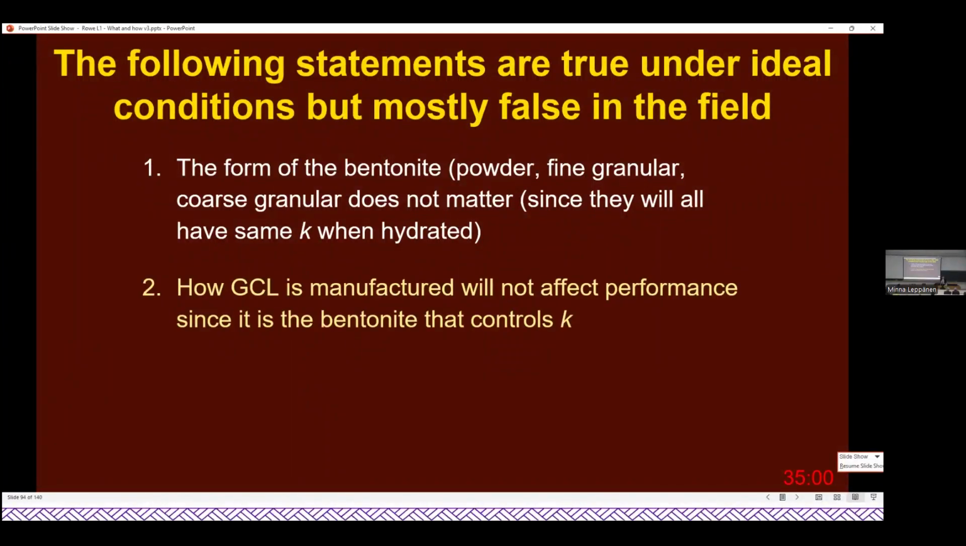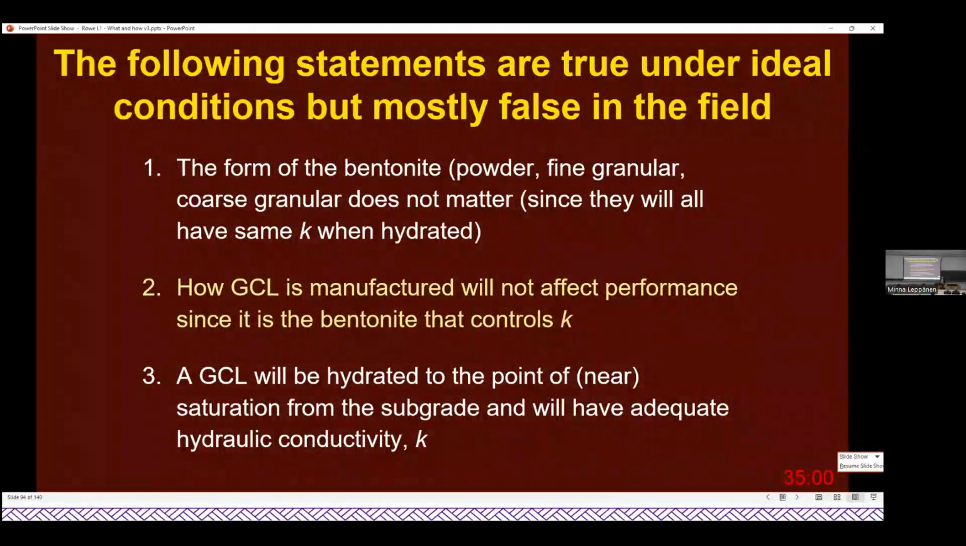How GCL is manufactured will not affect its performance, since it's the bentonite that controls K. Again, only true under ideal conditions, rarely true in practice. And a GCL will be hydrated to the point of near saturation from the subgrade and will have adequate hydraulic conductivity. True under ideal situations. In practice, GCLs are usually around 50 to 60% degree of saturation. So I think I will pause at that point.